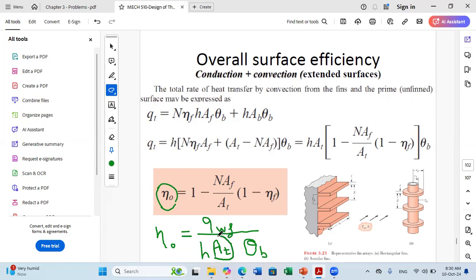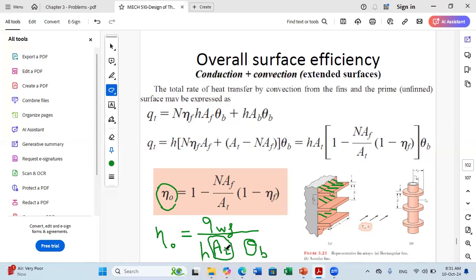What is the total area of exchange? The total area of exchange will consider the part that is not covered with fins. So I should calculate this part that is not covered with fins, plus the frontal area, the total frontal area of my fins. This is how I calculate A total.